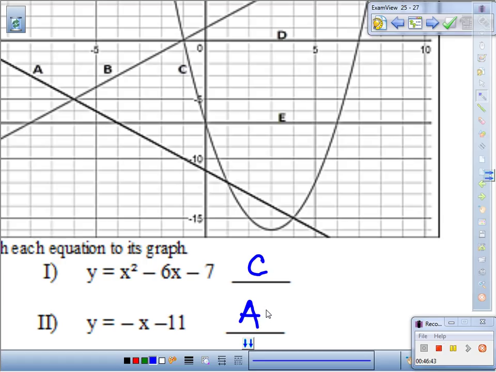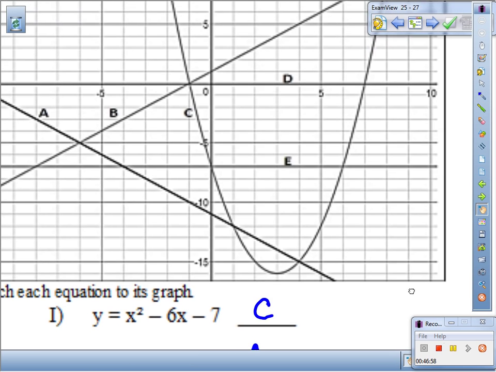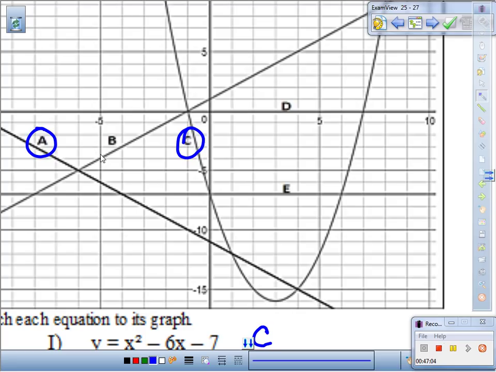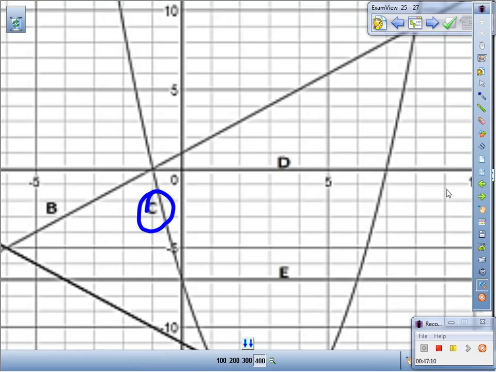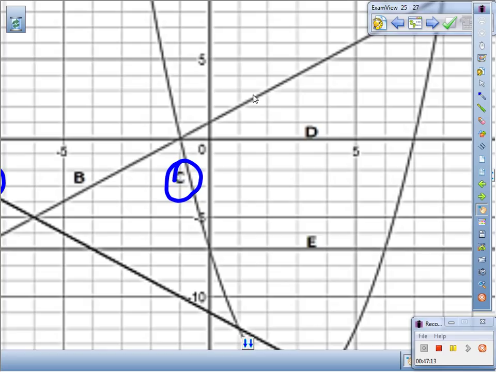Piece of cake so far? Okay. Next, they want us to write equations for the remaining lines. So we're done with A. We're done with C. So we're just missing B, D, and E. Without looking at your notes, I'm going to zoom in. I want you to write me an equation for line B, line D, and line E. I'll give you some time.